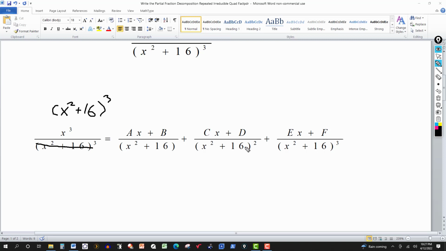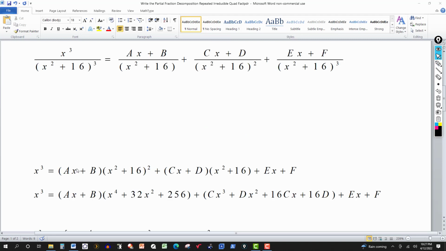And then the next one has x squared plus 16 to the second, so it cancels two of the factors. So the next one will have cx plus d in parentheses times x squared plus 16. And then of course the last one has the x squared plus 16 to the third, so that's going to divide out completely. And then I'm just left with ex plus f. Okay, so that's the procedure that I went through to get the next step that we're going to look at. And that's this one right here. That's what I just mentioned over here. So here you can see it more clearly.